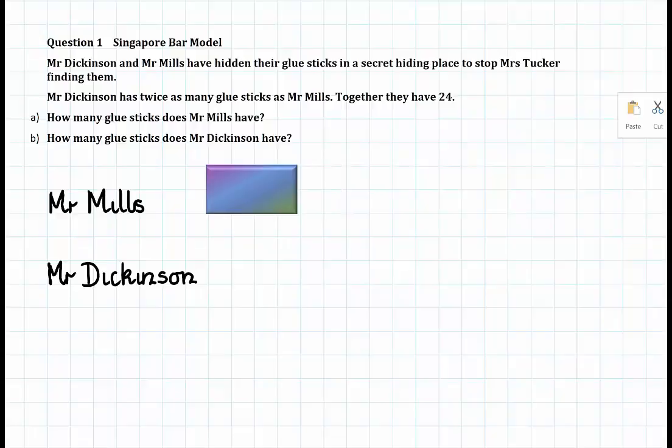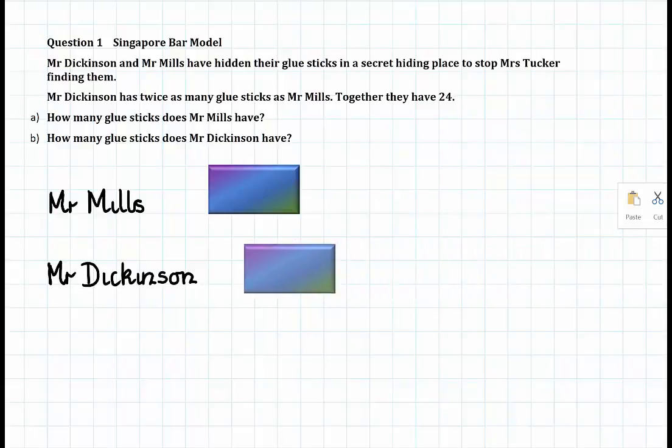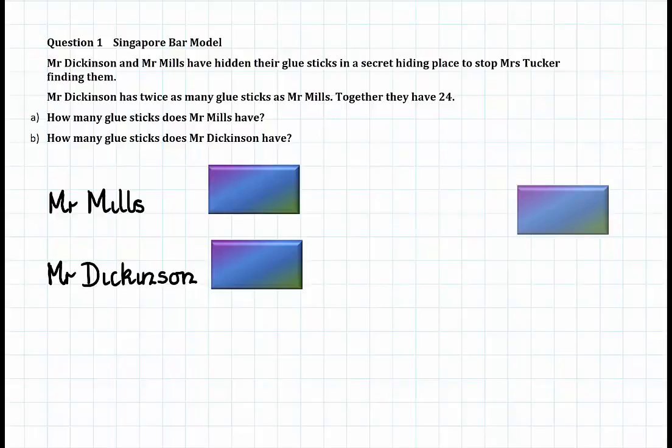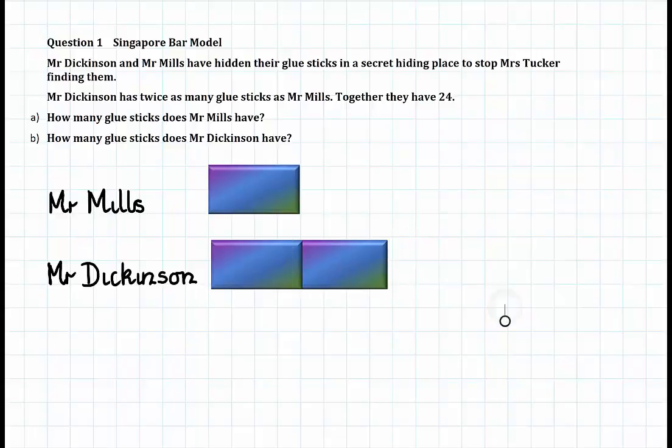So we're going to give him one bar or one block. Mr. Mills had the smallest amount and Mr. Dickinson had twice as many glue sticks, so he's going to have twice as many bars. And altogether, in the question, it states that they had 24 glue sticks altogether.